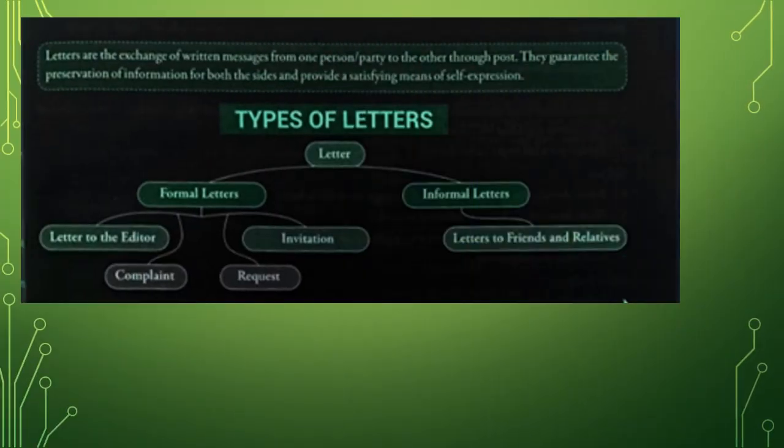Letters are the exchange of written messages from one party to the other through post, and they guarantee the preservation of information for both sides and provide a satisfying means of self-expression. The types of letter are formal and informal. Informal is written to friends and relatives, and a formal letter is written to the editor, or to the police officer as a complaint, or to somebody else as a request or as an invitation.